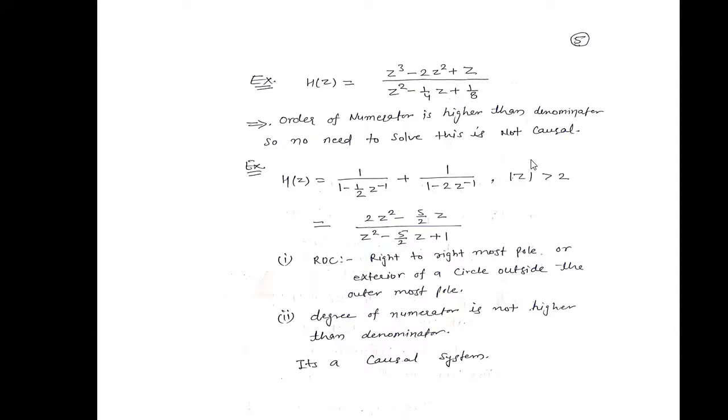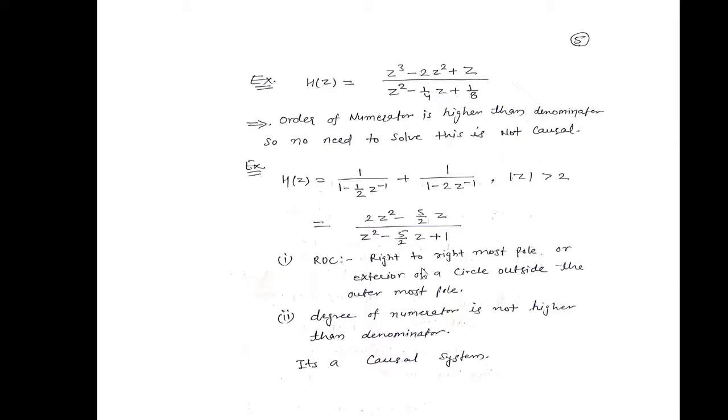So we are having some ROC condition here, z is greater than 2. We can solve this expression like this: H(z) = (2z² − (5/2)z) / (z² − (5/2)z + 1). We can see the order of the numerator is equal to the order of the denominator, z² here and z² in this side.